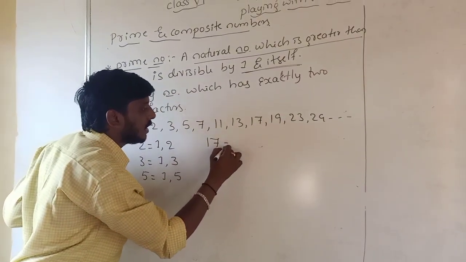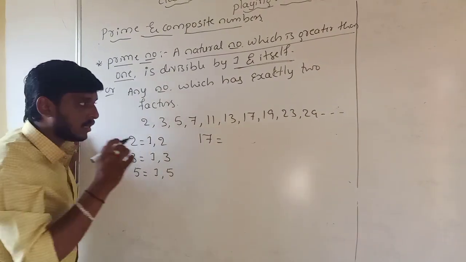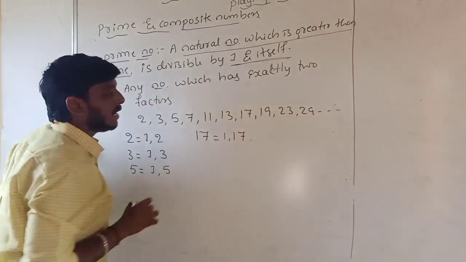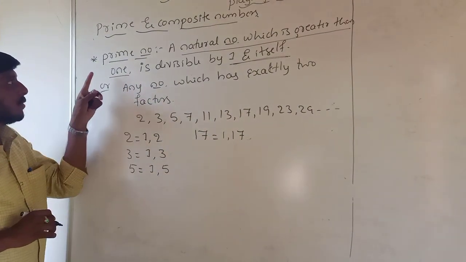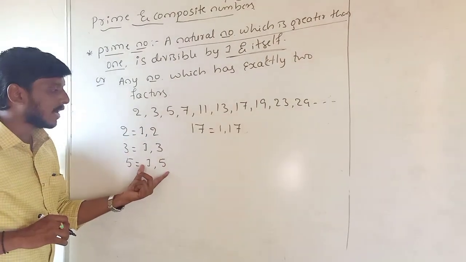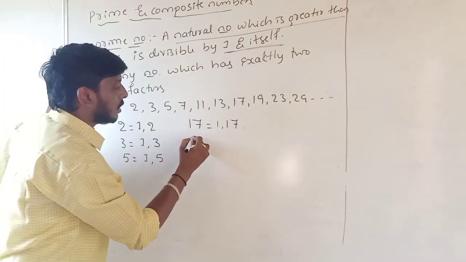For example, 17. 17 will not come in any tables except 1 and 17. So the factors of 17 are 1 and 17. So what do you mean by prime number? A prime number has exactly how many factors? Two factors.